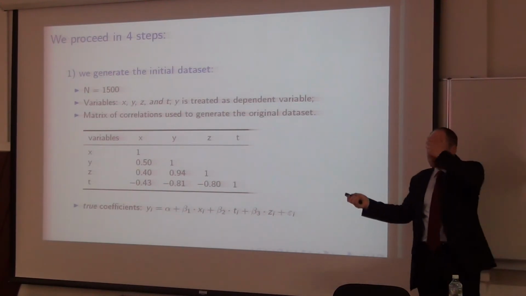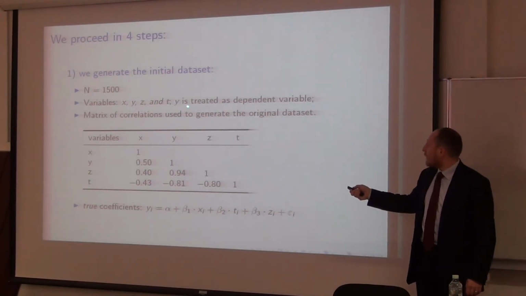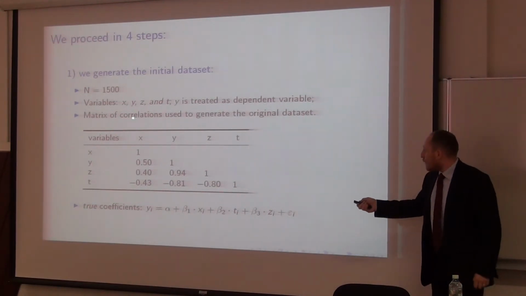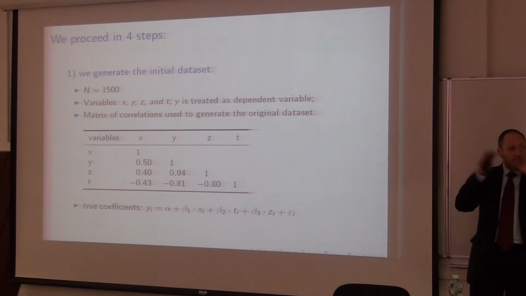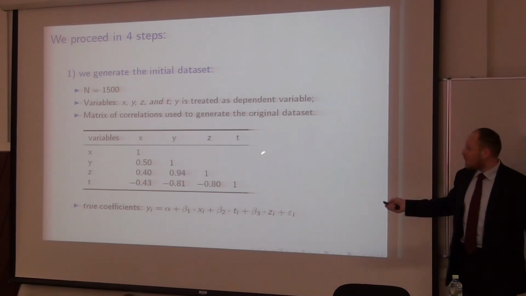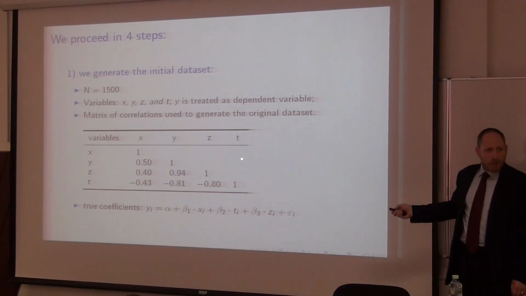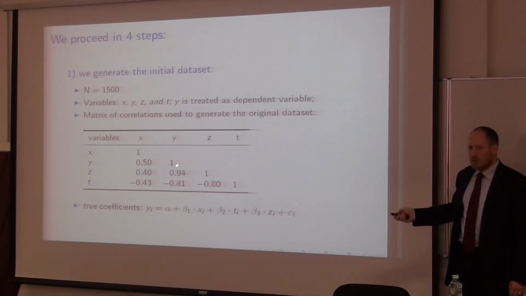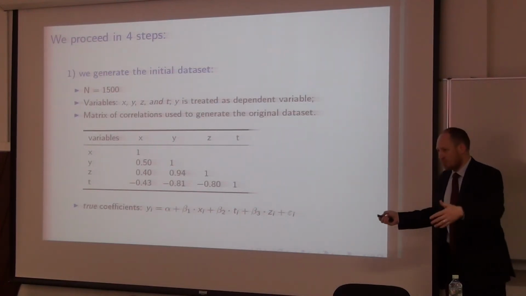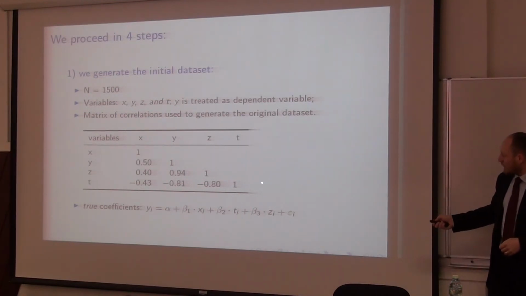We imagine we have 4 variables, x, y, z, and t, where y is our variable of interest. We take a matrix of correlation that fixes the relationship among variables in our data set. Now, I don't remember exactly where I took this number from, but for those of you who work with Stata, I am confident that this is the correlation matrix between 4 variables in the auto data set of Stata. Auto is a toy data set with which we do basic stuff in Stata. I think this comes from there.